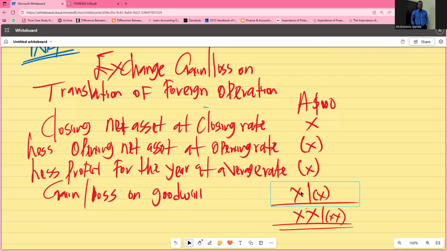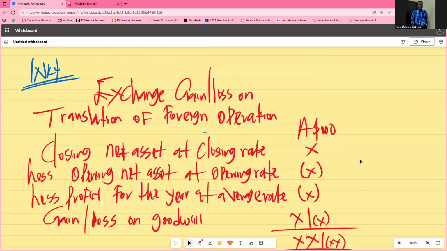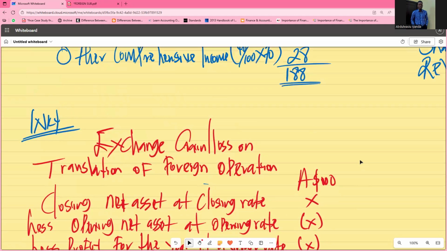Before you can do this, you can see the goodwill is there. You need to calculate the goodwill, just like the normal goodwill that we know. You need to first calculate the goodwill before you can do this. So my real working for now is going to be the goodwill.